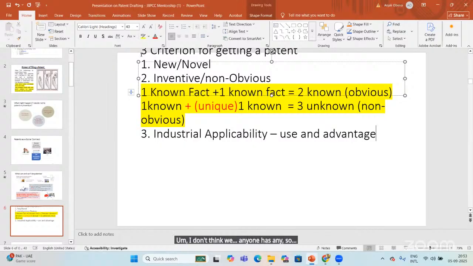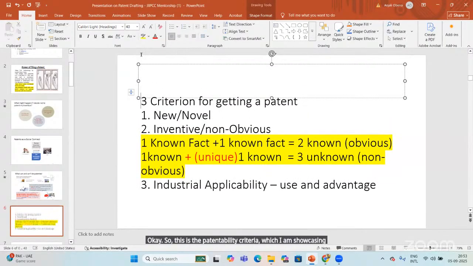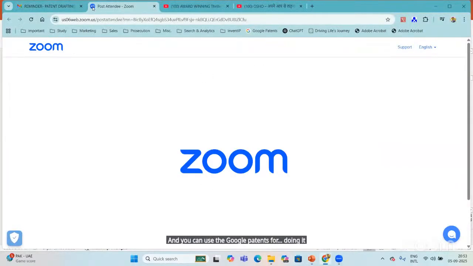Okay. So this is the patentability criteria which I am showcasing to you all. And for this, people use different software, different tools. Generally, if you have any idea, you can go to Google and use Google Patents for doing it. Let me just showcase it quickly.